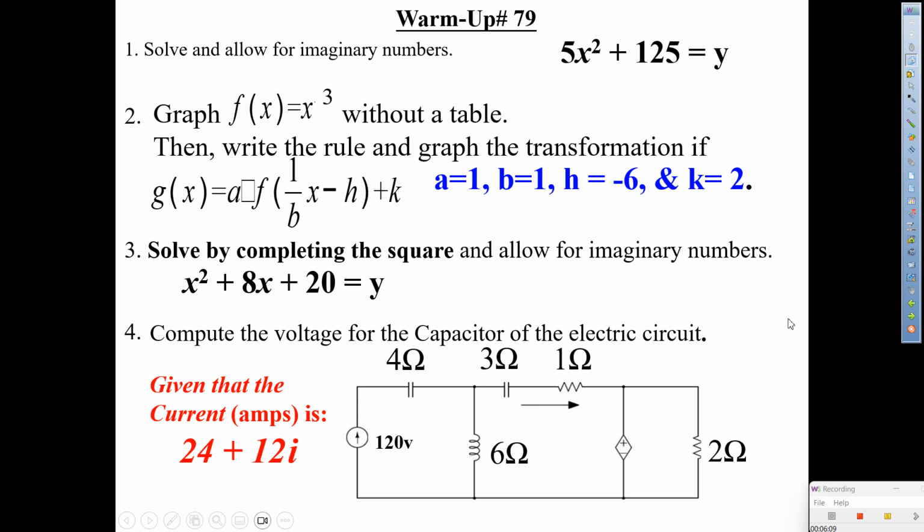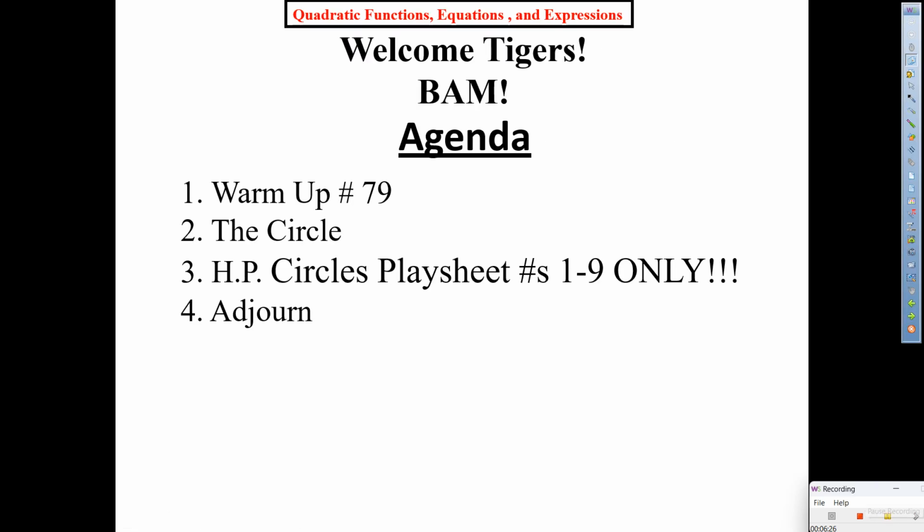All right? So with that said, let's get out of the way. Say thanks to your neighbors. And copy the agenda, please. Warm-up 79 is done. Today we're moving on to circles. And tonight's homework is the circles practice sheet, numbers 1 through 9 only. You're like, oh, snap. But yeah, oh, snap is right.